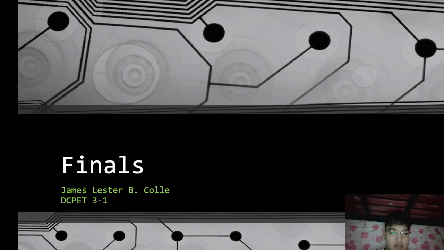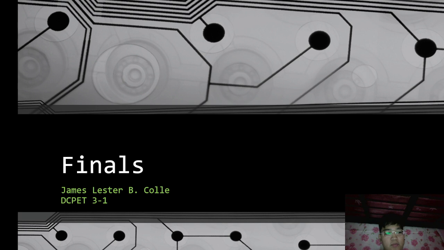Colle from DCPET 31. In today's digital world, computers and smartphones play a crucial role in our daily lives. At the core of these devices is the central processing unit, or mas kilalang CPU, often called the brain of the computer. It executes instruction, processing data, and ensuring that all tasks run efficiently.